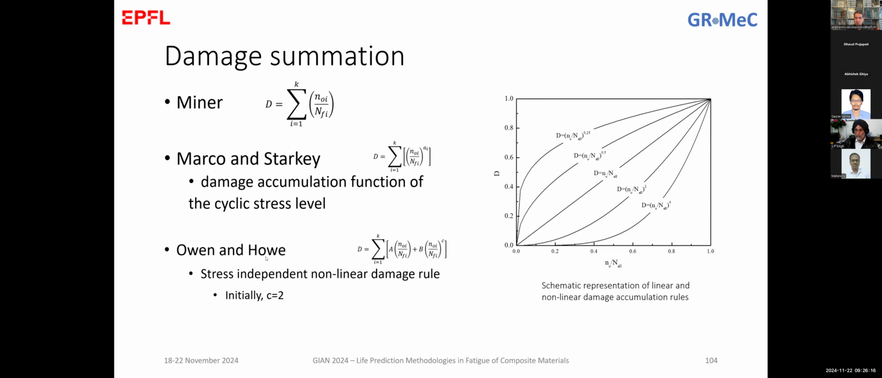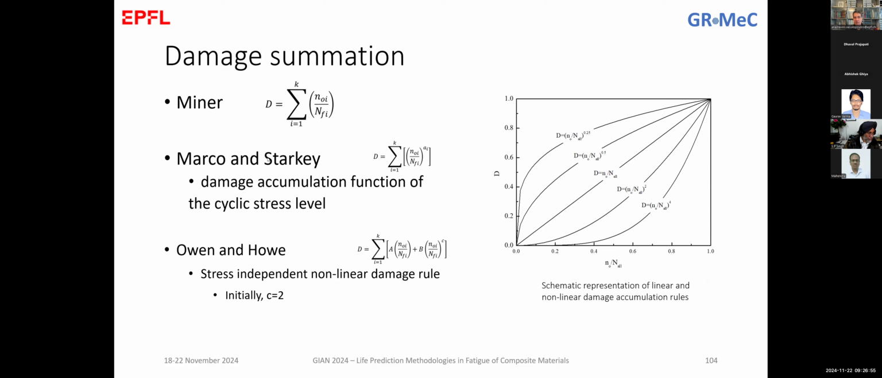This Owen and Howe equation is a fitting equation to experimental data. It's a nonlinear damage rule, but you need to fit to experimental data. It starts with a C value equal to 2 and estimates A and B. And then iteratively, if you go and see the publication, they suggest to go iteratively and calculate the next estimate of the other parameters. So the implementation of these rules is good, and they work very nicely if you apply them to the data.